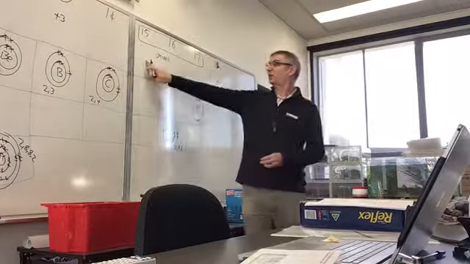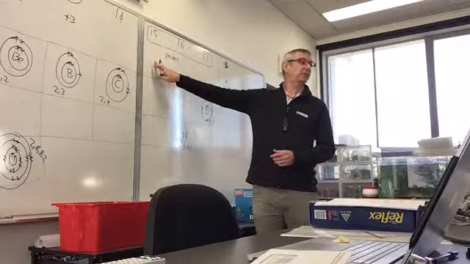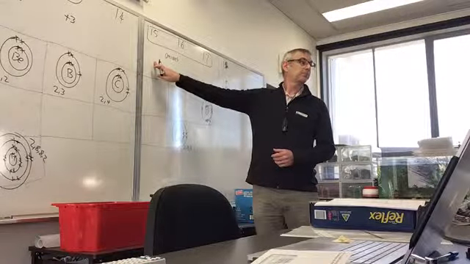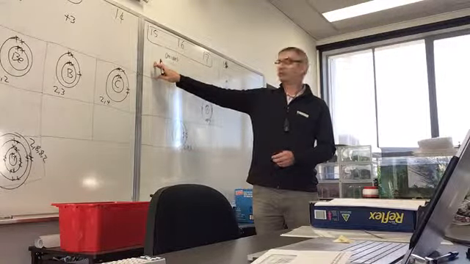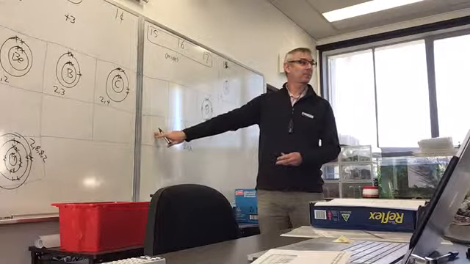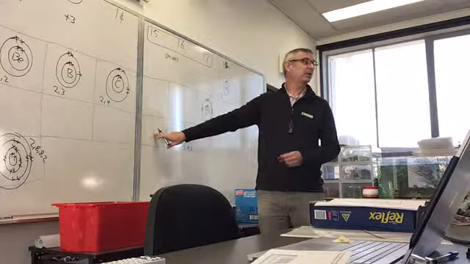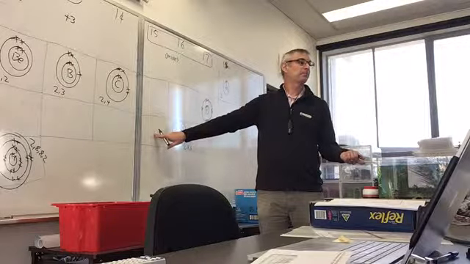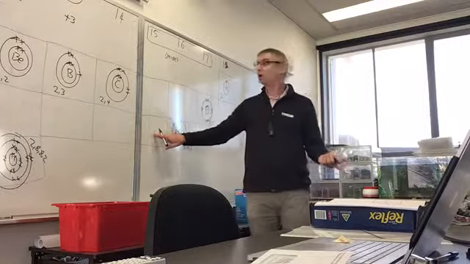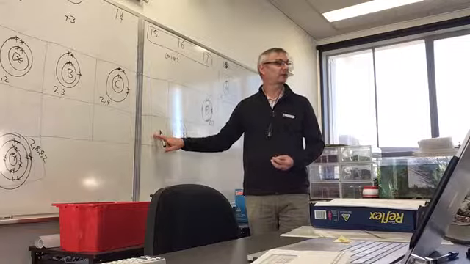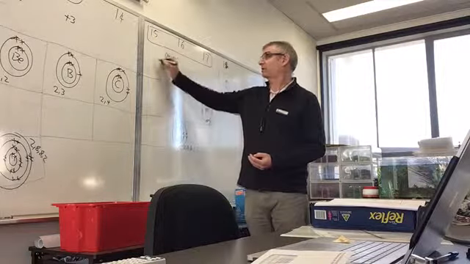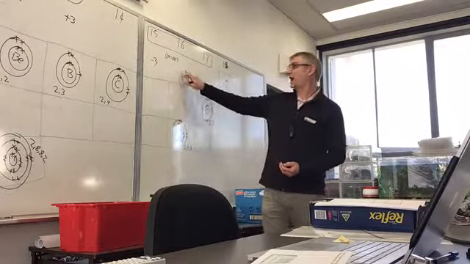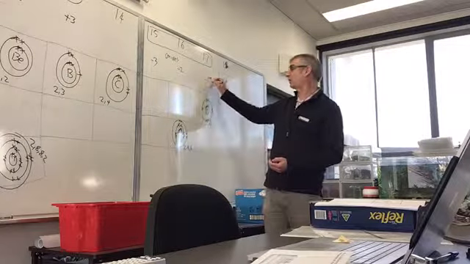So what charge will the anion be on group 15? How many electrons do they have in their outer shell? 5. How many do they want in their outer shell? 8. How do they get 8 in their outer shell? By getting 3 more, which will give them a charge of -3. We've already established this one will be -2 and this one will be -1.